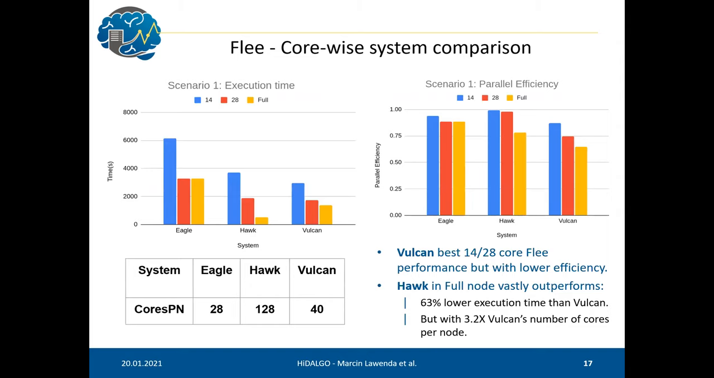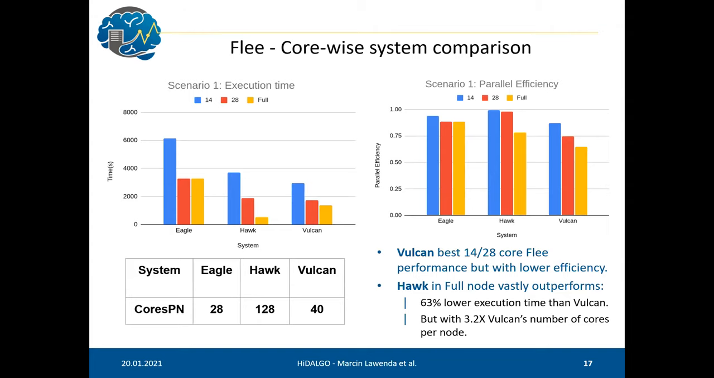Anyway, in scenario one, where we are dealing with this core-wise system comparison, as you see, it is not a big surprise that the slowest machine is the Eagle. In this comparison, the Hawk is slightly better. The Vulcan is the best for this comparison when we run this test on 14 or 28 cores.